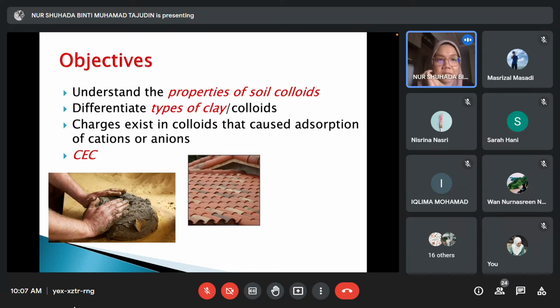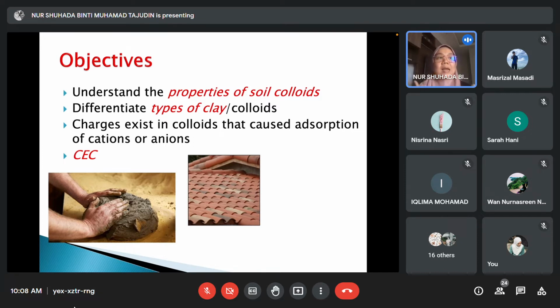So the objective of this lecture, as of this morning, is that at the end of the lecture, you will understand the properties of soil colloid. You will understand what actually the soil is and what made the soil, the building material of soil, so that's why we call it colloids. We have different types of clay, so what differentiates between clays? The most important thing you have to understand is the CEC. What is a cation, what is an ion, and what is the CEC. And you also have to understand the calculations of the CEC.